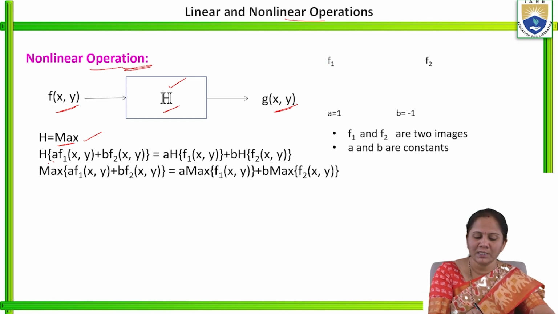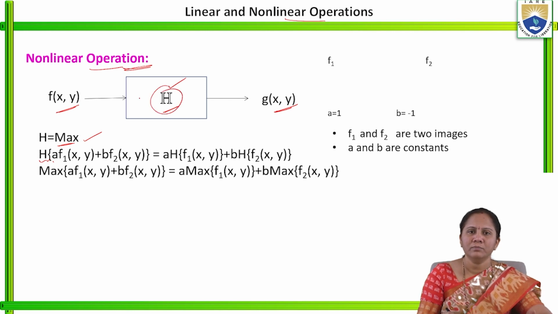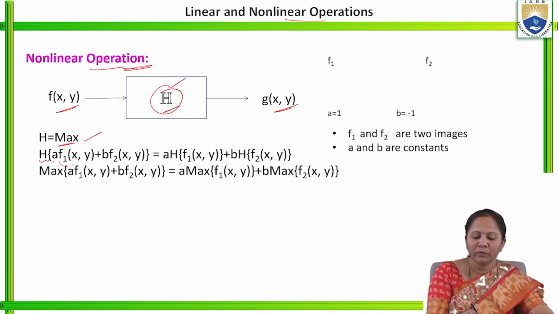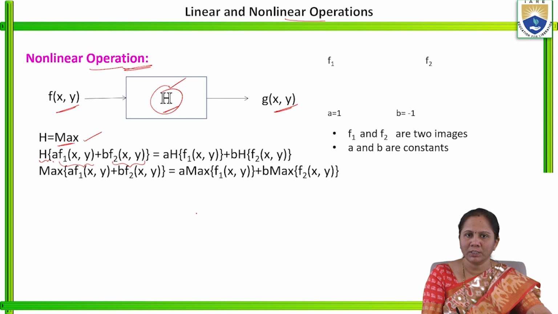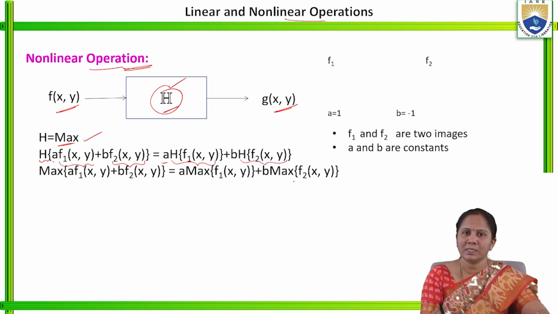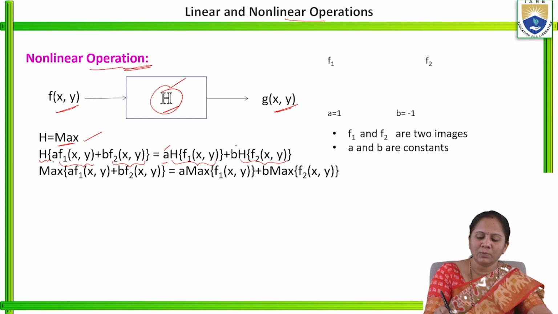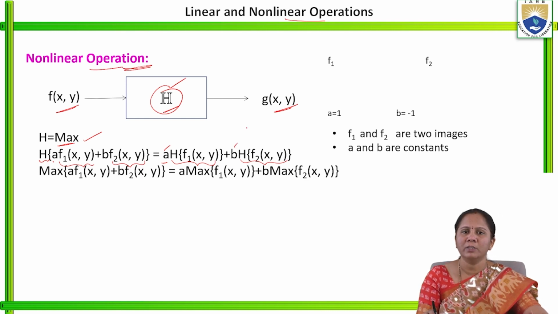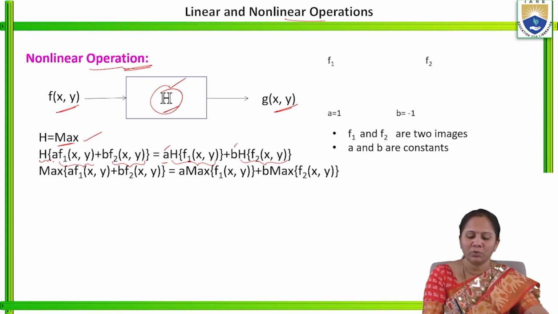it can be written as h of, that means you are going to apply the maximum operator on the two input images, a into f1 of x comma y plus b into f2 of x comma y. Here a and b are constants. It will be modified as a into h of f1 of x comma y plus b into h of f2 of x comma y. Here constants will not be modified, even if you apply the operator, they will be constant. So here they are taken out and written.